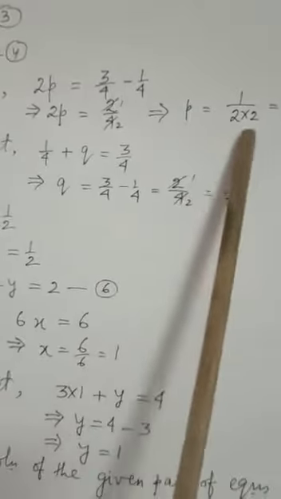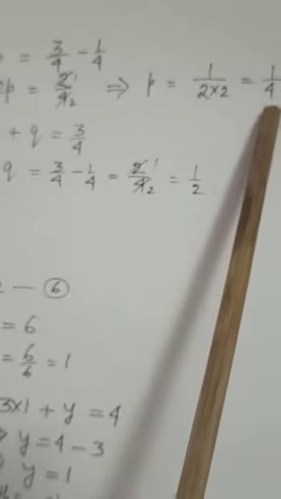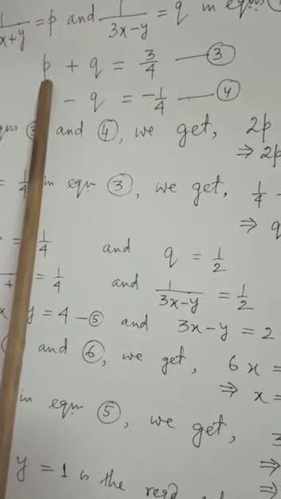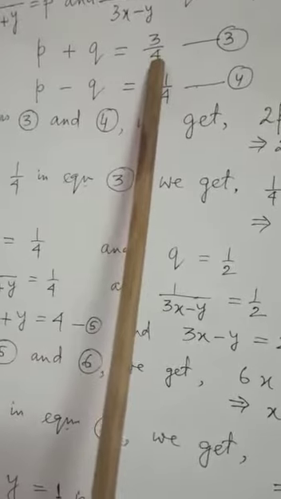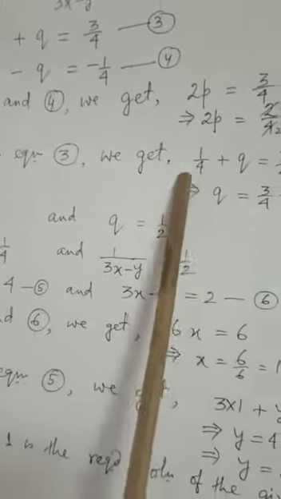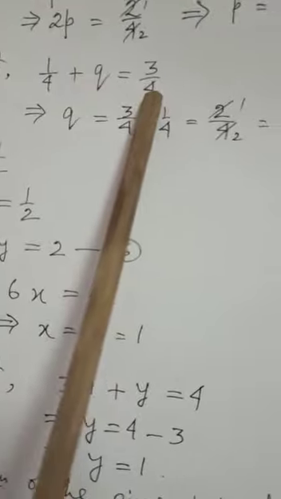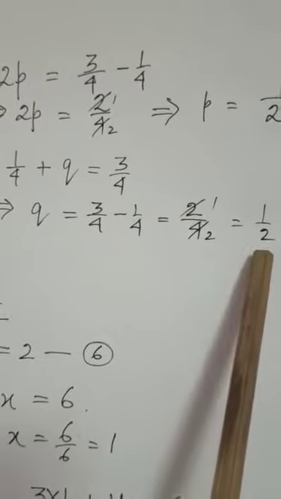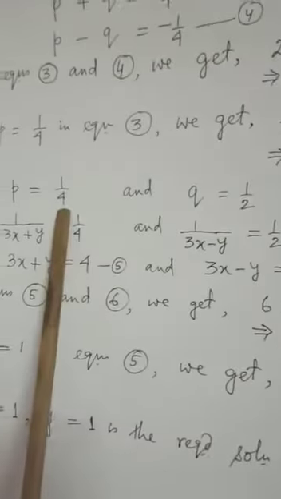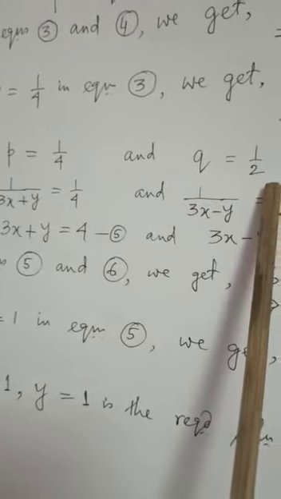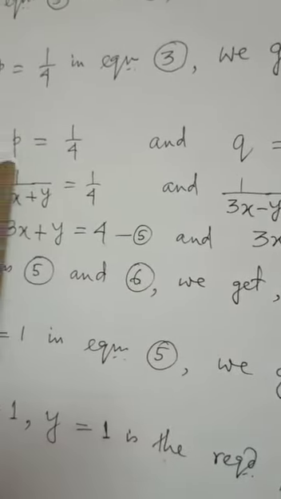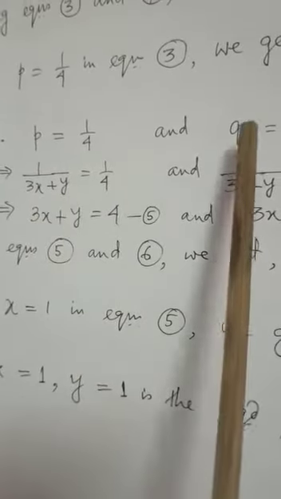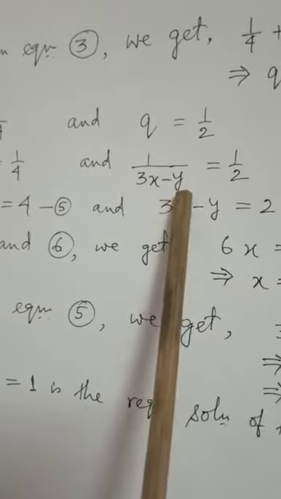Now substituting this value of p, that is p is equal to 1 by 4, in equation 3 we will get 1 by 4 plus q is equal to 3 by 4. So that is written here 1 by 4 plus q is equal to 3 by 4, and after solving we get q is equal to 1 by 2. Therefore p is equal to 1 by 4 and q is equal to 1 by 2, but we supposed p as 1 upon 3x plus y and q as 1 upon 3x minus y.